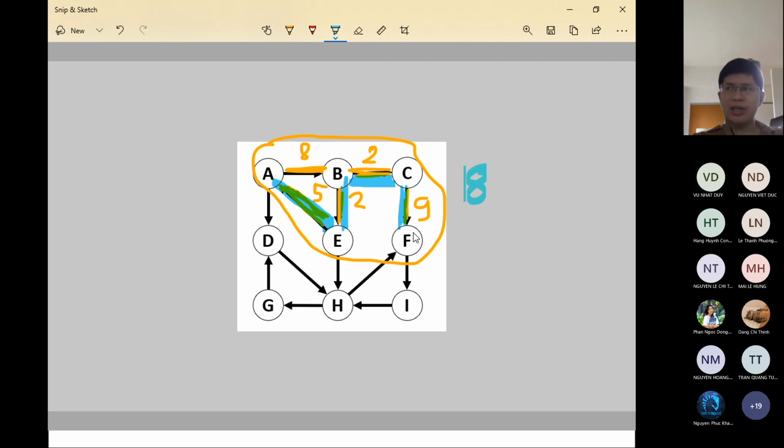Minimum spanning tree, is it clear? Okay, because it's simply easy.